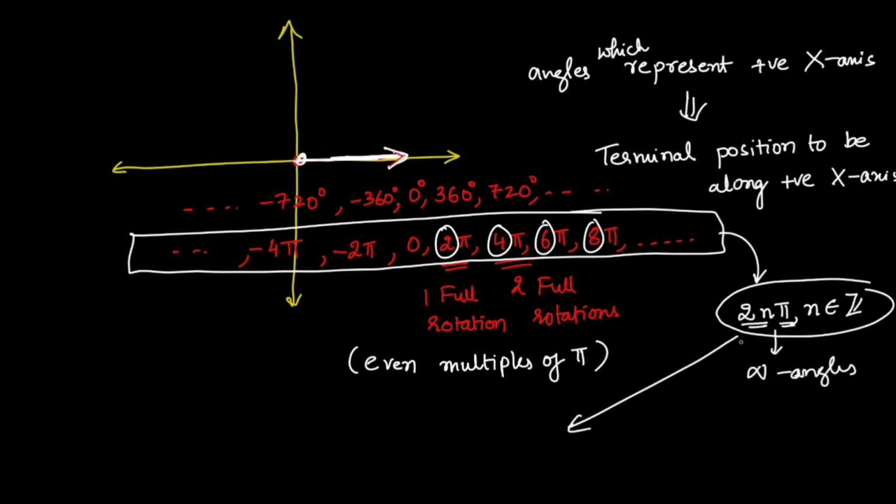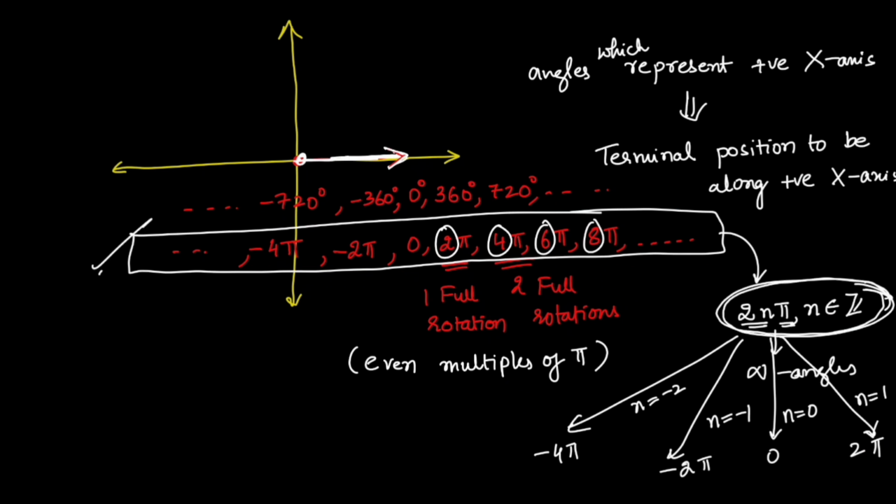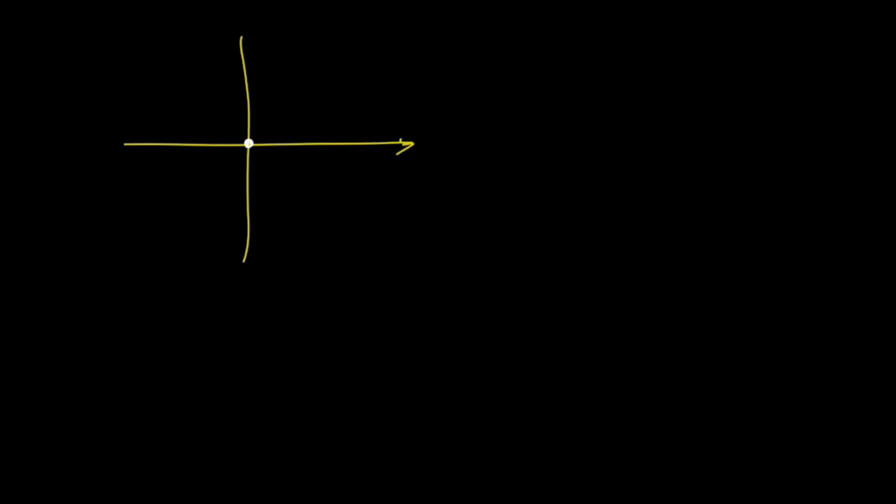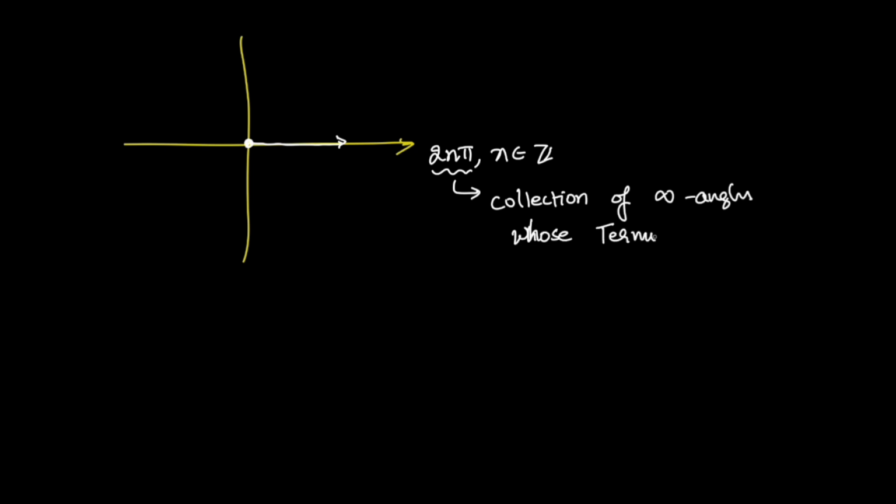If you want to get all these infinite angles, in place of n you keep substituting integers. Suppose if you put n value minus 2, you will get minus 4 pi. N value minus 1, you will get minus 2 pi. N value 0, you will get 0. N value 1, 2 pi. Only integers we have to substitute in place of n. So all angles for which terminal position is along positive x-axis are in the form of 2n pi, where n is an integer. Again, 2n pi is not just one angle, it is a collection of infinite angles. The speciality is they have terminal position along positive direction of x-axis.